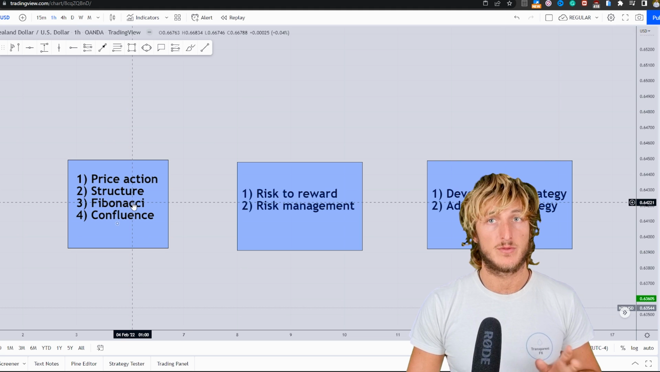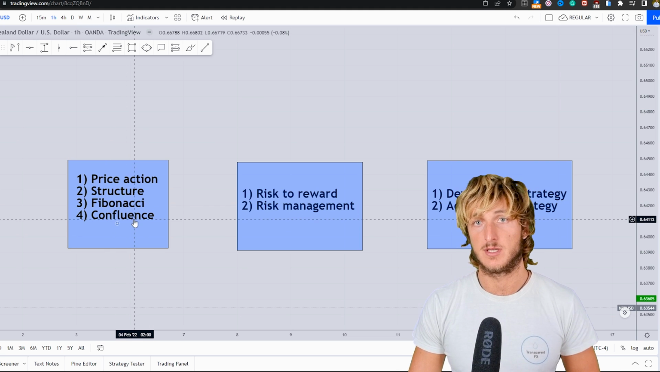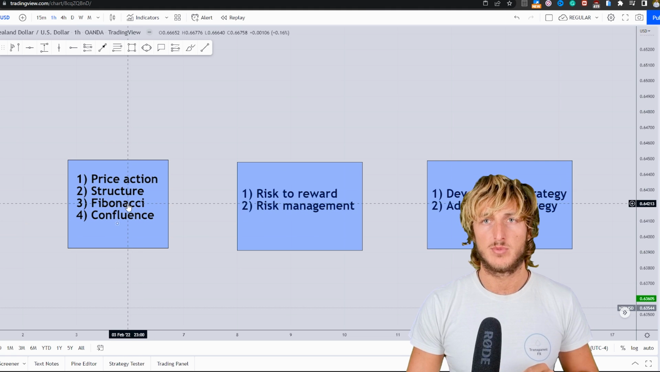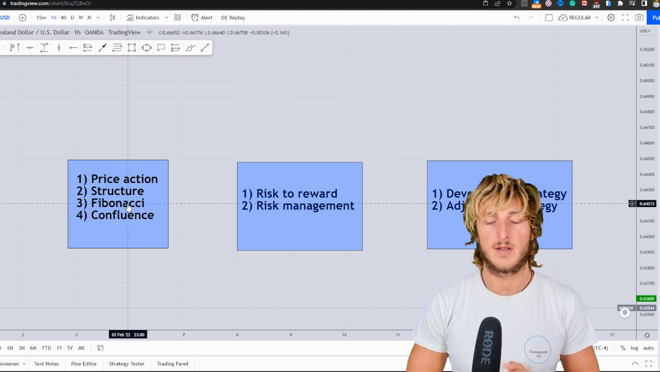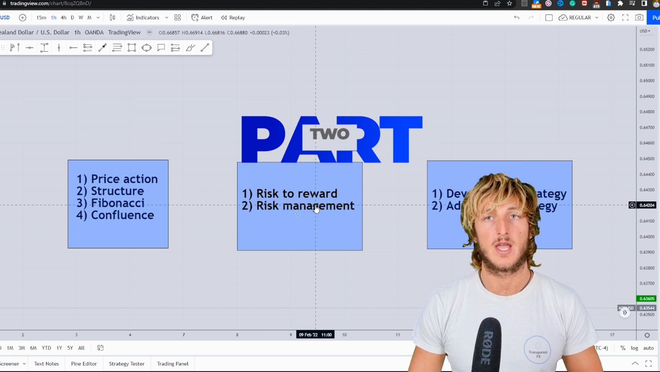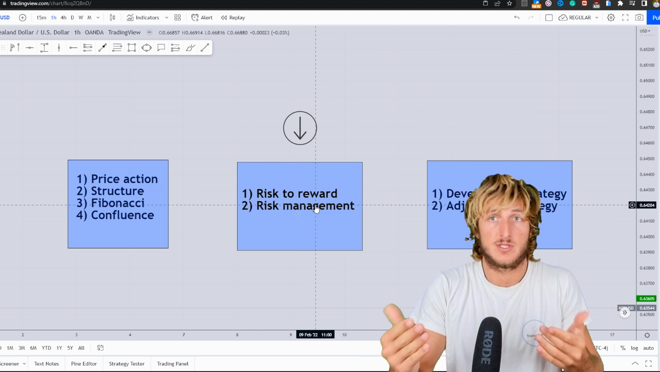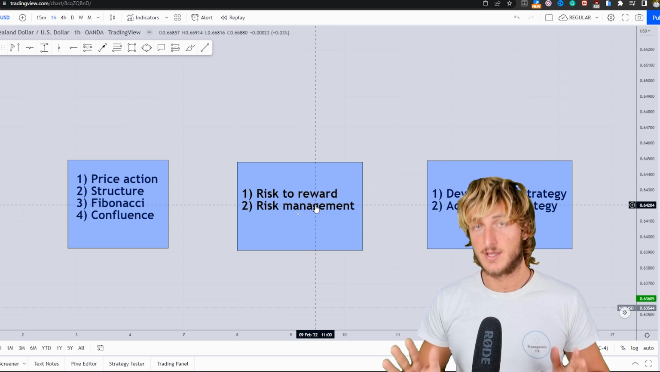I will also speak about Fibonacci and how to use it in the strategy, and how to use Confluence in this strategy. So very simple concepts. We will just be putting them together at the beginning of the video. Then I will be speaking a bit about risk to reward and risk management, which is a key part of any strategy. It's not only for this strategy, this is for any strategy.